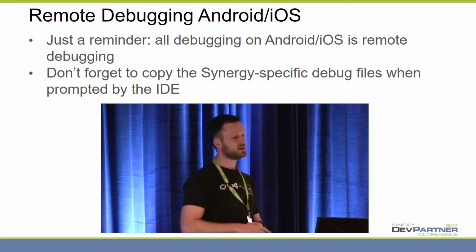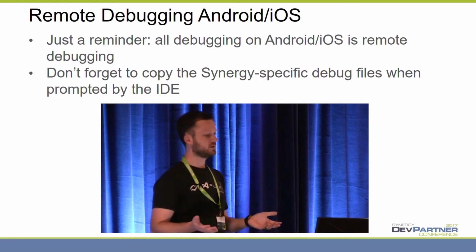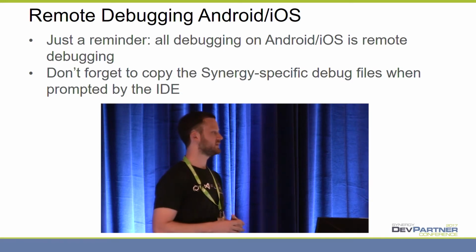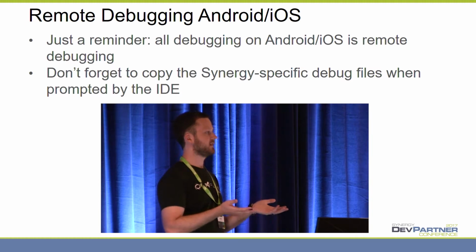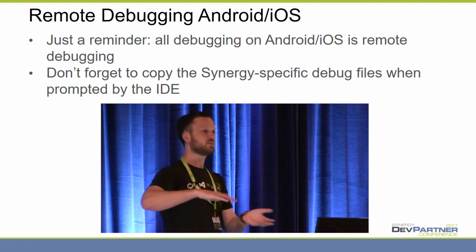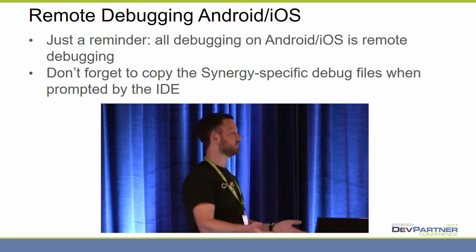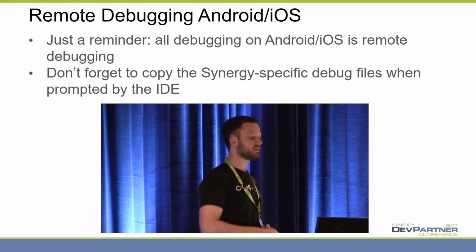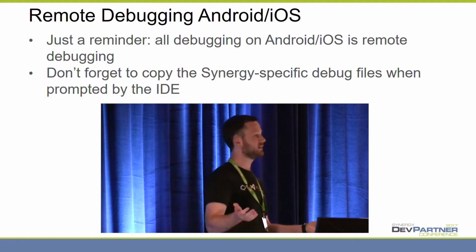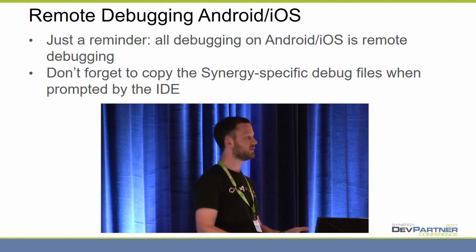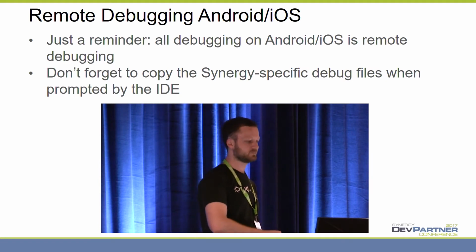When you are debugging on Android and iOS, just make sure that when you get the pop-up in the IDE that says, please copy this Synergy file into this folder in order to enable debugging, you follow that prompt and put that DLL in place. Otherwise, you will not be running a Synergy debugger. You'll just be running a plain C# debugger that sort of works some of the time with the code that you've written.